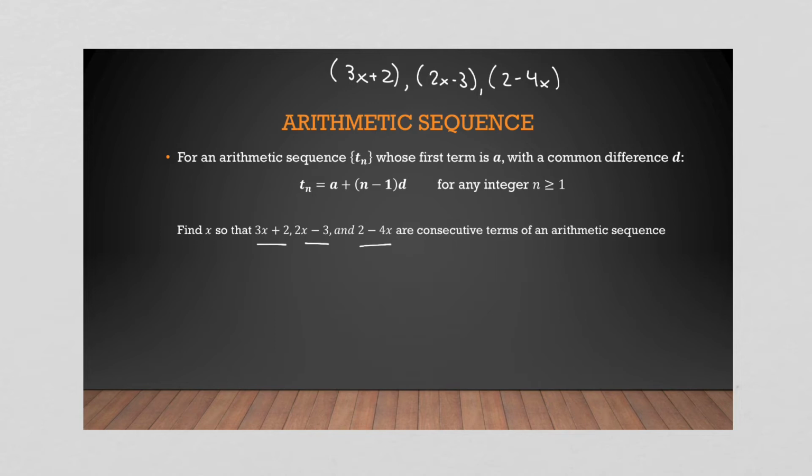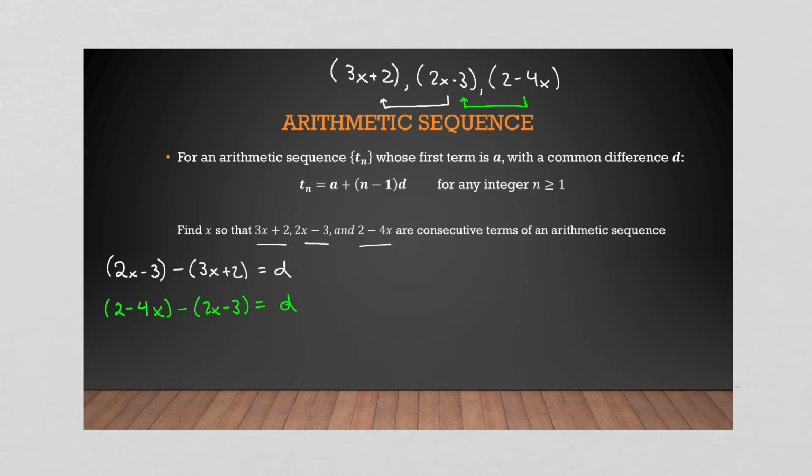And we can find that out by looking at the common difference, because it's still going to be this term minus this term is d. So what we know is that 2x minus 3 minus 3x plus 2 is equal to my common difference. Now, do I know what that common difference is? No, but that's enough. I also know that my third term minus my second term will also give me the common difference. And the common difference is the same.